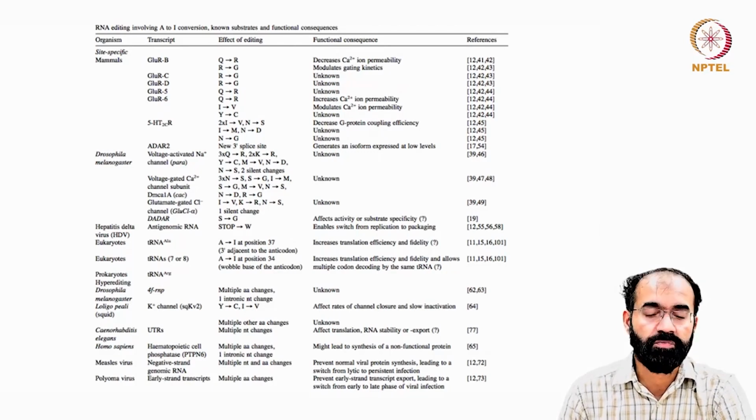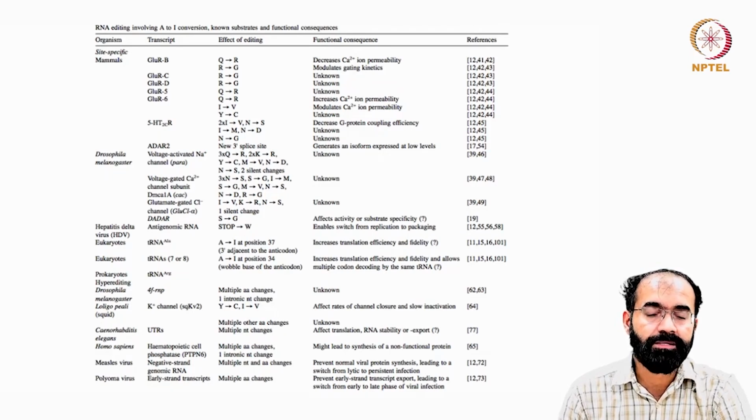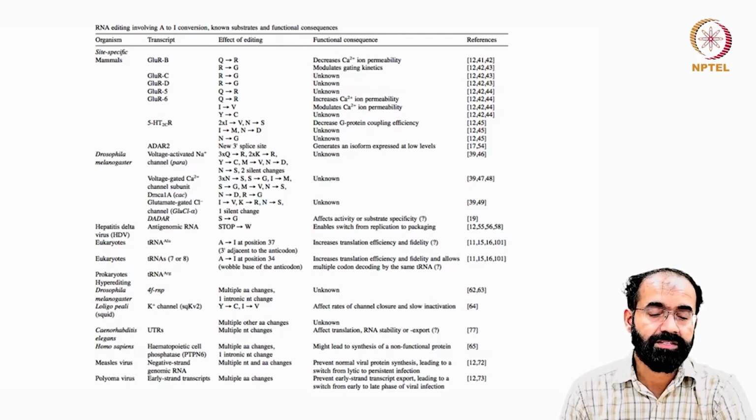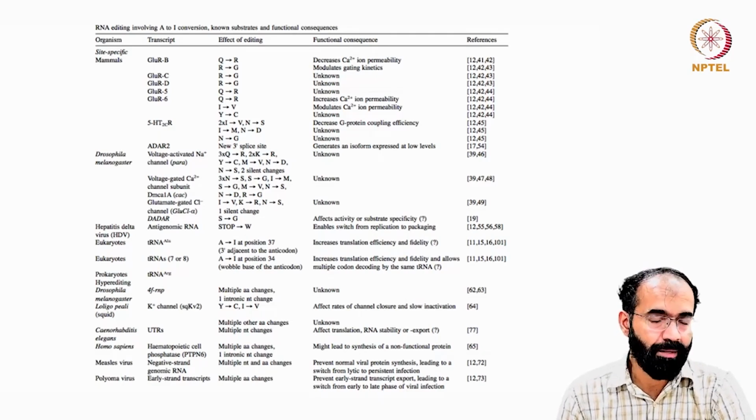These are all single letter codes for amino acids. Q to R means glutamine to arginine. R to G means arginine to glycine. Like that it goes, because the 20 amino acids also have a single letter code. And you also see the functional consequences, such as decreased calcium ion permeability in one case. Like that you can see the whole list.